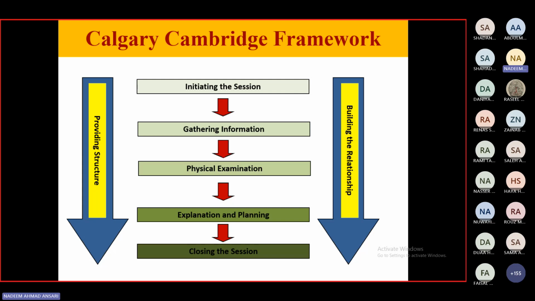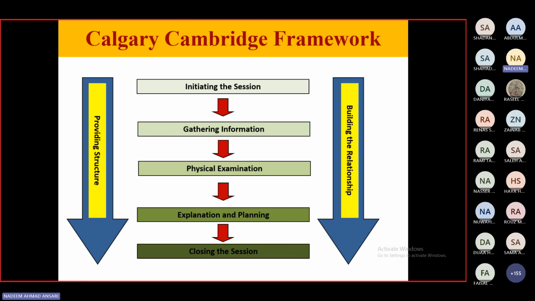Then, as a clinician, you will try to explain the sequence of events to the patient. You will explain the planning, what you have planned. All this we will do, and the last step will be the closure of the session, in which you will summarize the main points of the interview, just to make sure that no point is missed by the patient. And ultimately, you will thank the patient and tell him what next he is supposed to do, when he has to come for follow-up, or whether he needs to do some referral.